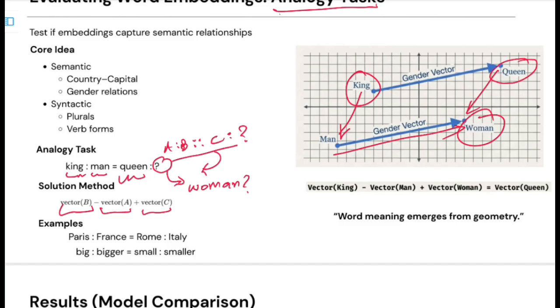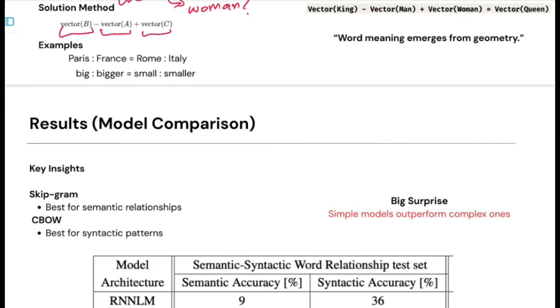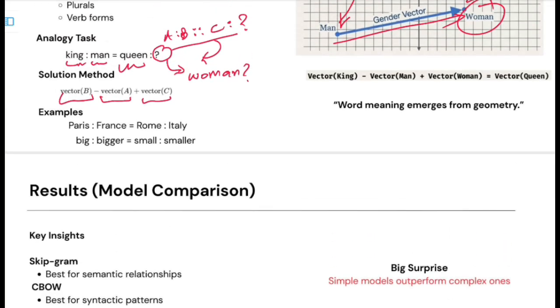This test is not just checking similarity, it's checking whether the model has learned relationships between words or not. And that's a much deeper level of understanding. Many more examples include: if Paris is to France, then Rome should be to Italy, and big is to bigger as small is to smaller.